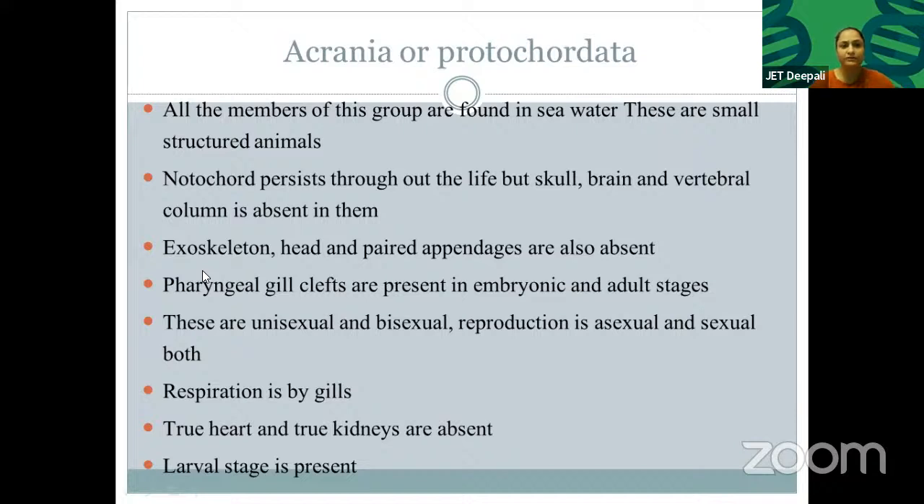Okay, so let's study about the Acrania or Protochordata. What are the Acrania or Protochordata? All the members of this group are found in seawater, means they are marine animals. These are small structured animals. Notochord persists throughout life, but skull, brain, and vertebral column are absent in them. Exoskeleton, head, and paired appendages are also absent. Pharyngeal clefts are present in embryonic and adult stages. Why? Because they need to respire inside the water body, so it should be present throughout their lifespan. Either in embryonic stage or in adult stage, pharyngeal clefts are a must.